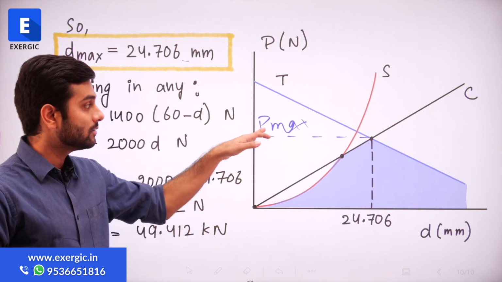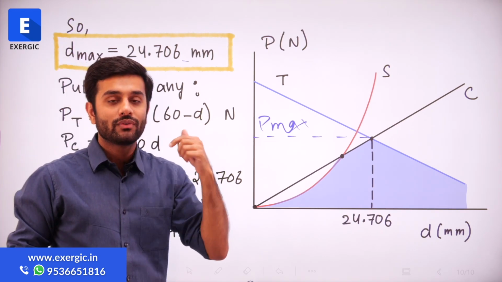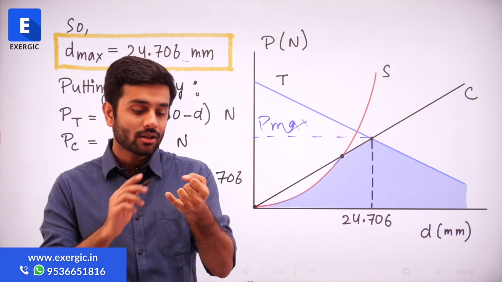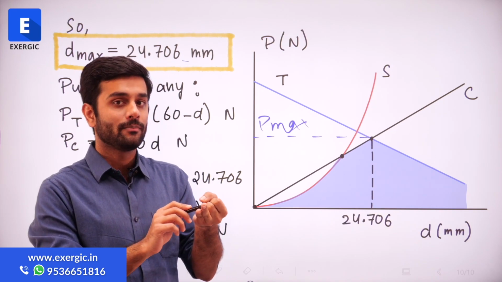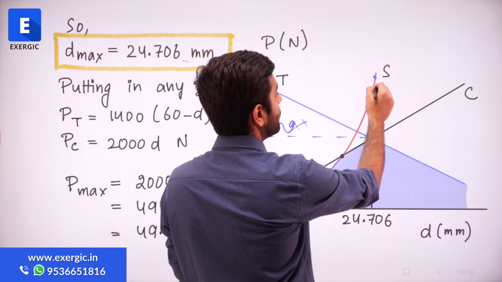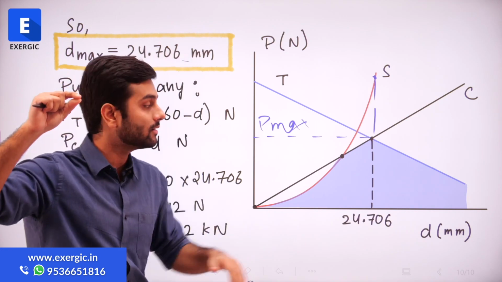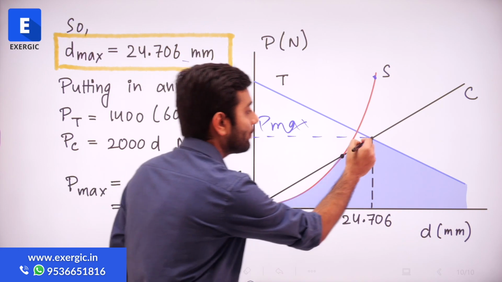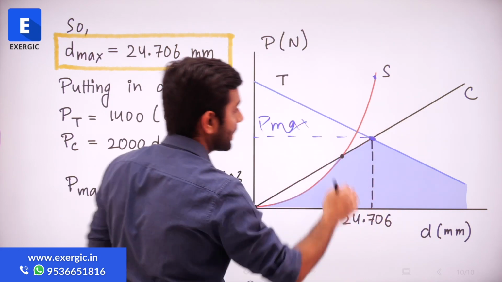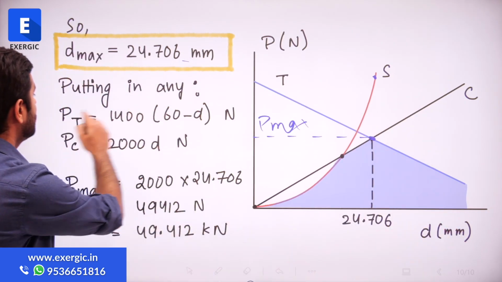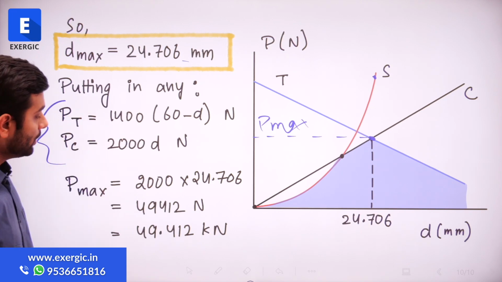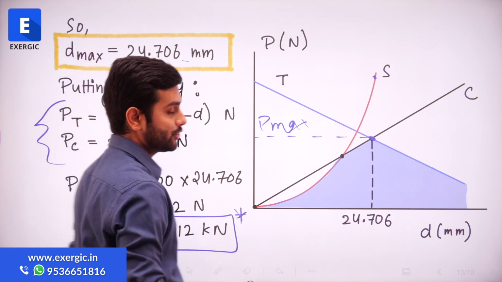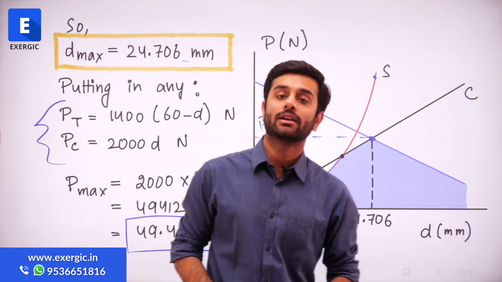And to find out the P max, put the value of D in any equation. Any? No, not any. Either of tension or of compression, not in shear. If you put in shear, you will get this value maybe, which is not satisfying other conditions, right? So you have to put the value for this point, which is either on the line of compression or on the line of tension. So any one of them you can pick, put the value, and you will get the maximum value of P max, which you can have satisfying all the 3 conditions.